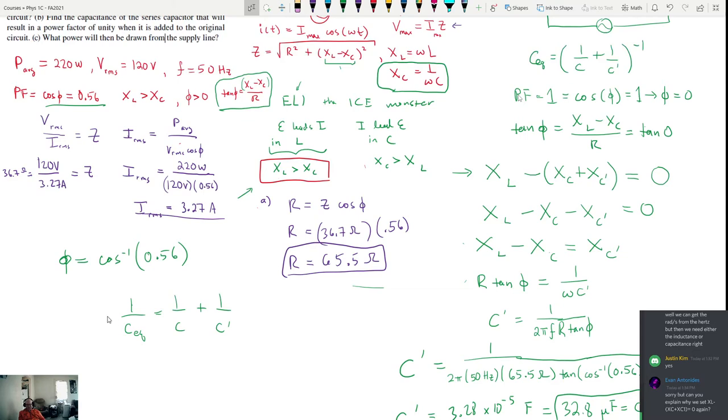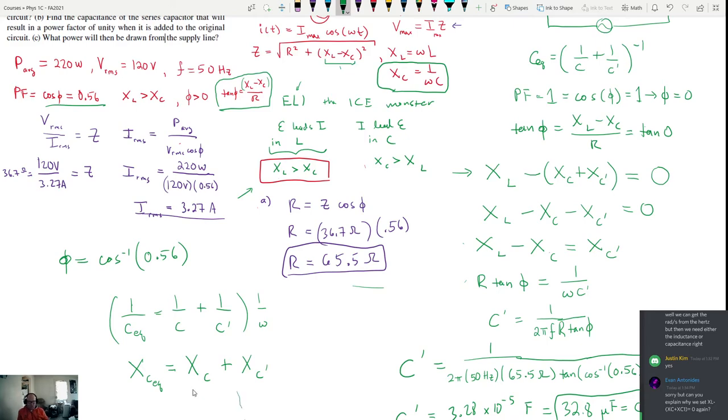And then what we could do is multiply the entire thing by 1 over omega. And what that would do is the first term would be 1 over omega Ceq. I would call that XCeq, which is equal to 1 over omega times 1 over C. I would call that XC. And 1 over omega times 1 over C prime, I would call that XC prime.